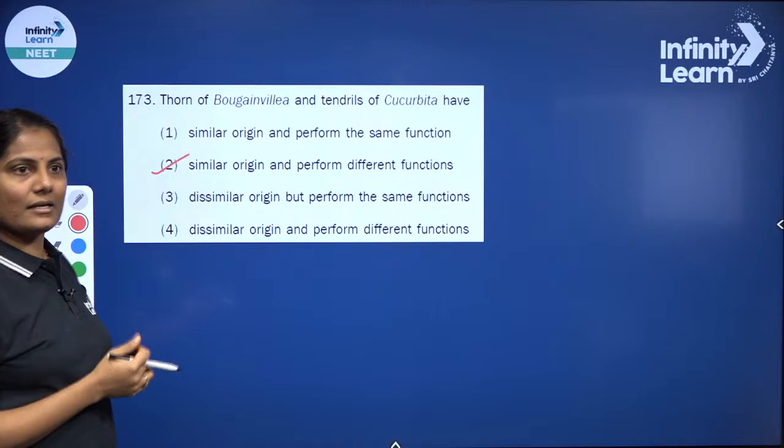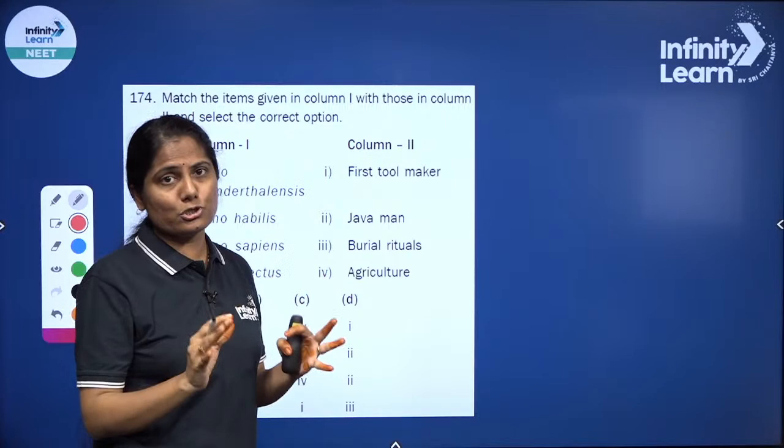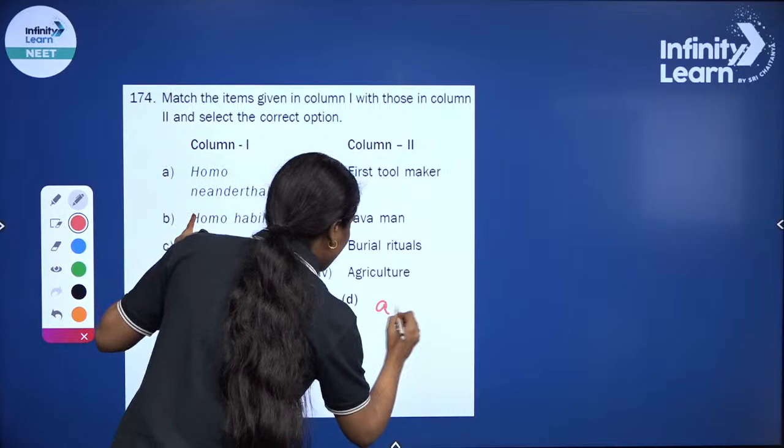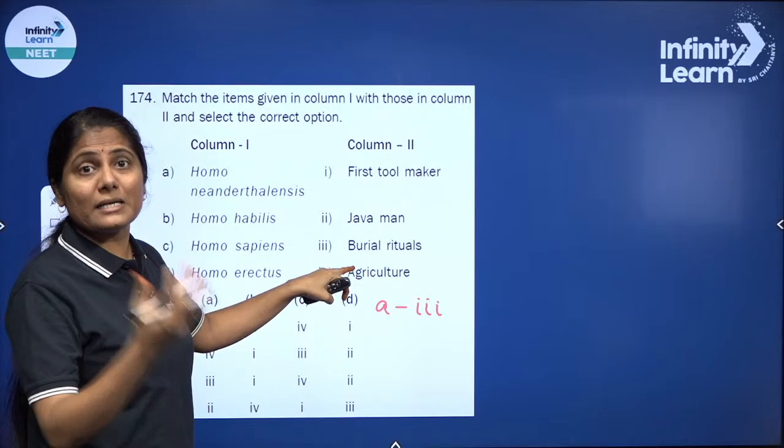Match the following. As I tell you, please don't draw those wave-like lines. You may get confused during the examination. Keep it simple. Homo neanderthalensis, A. That will be the one. Neanderthal man, basically. Burial rituals: they are the ones who performed burial rituals. They buried their dead.